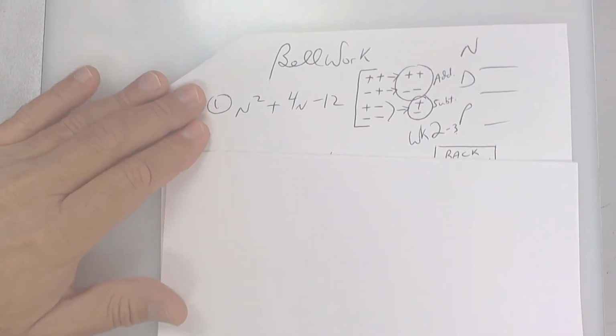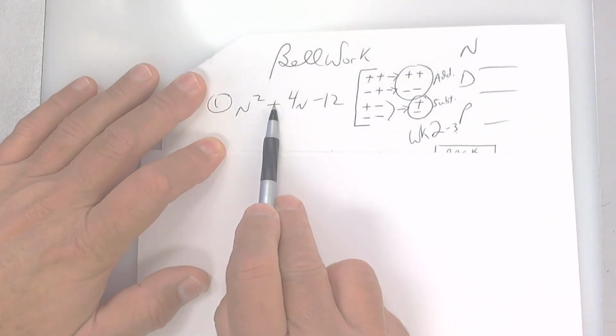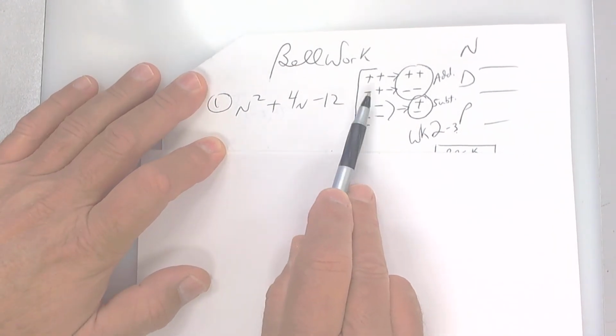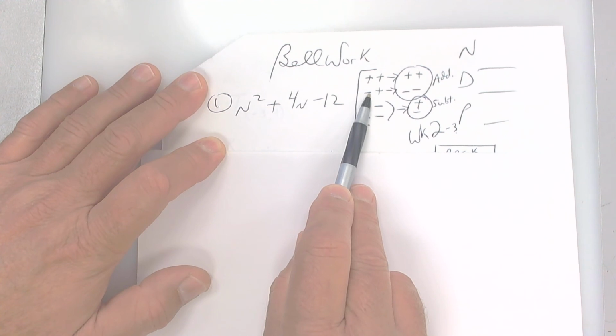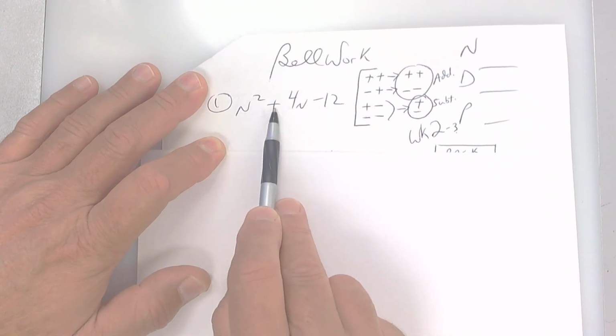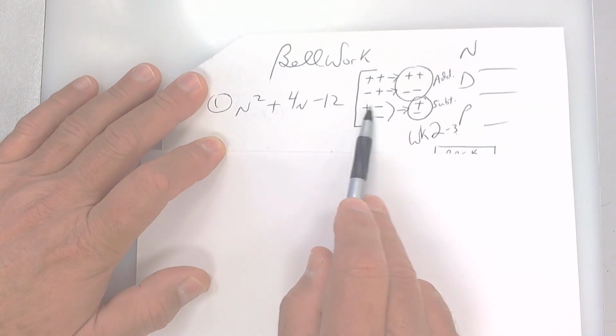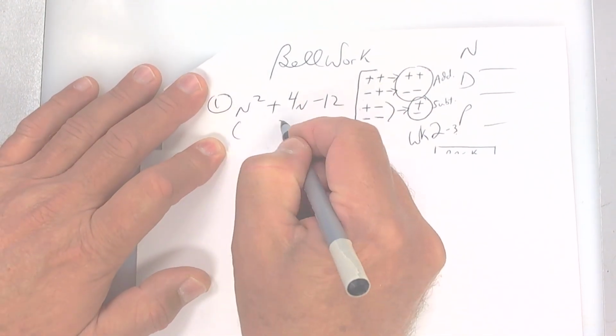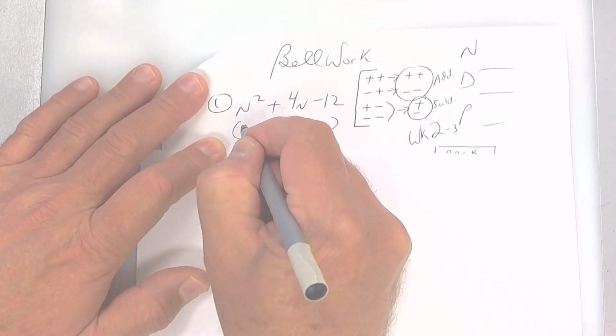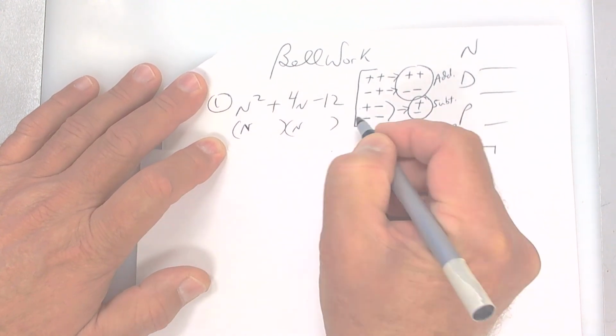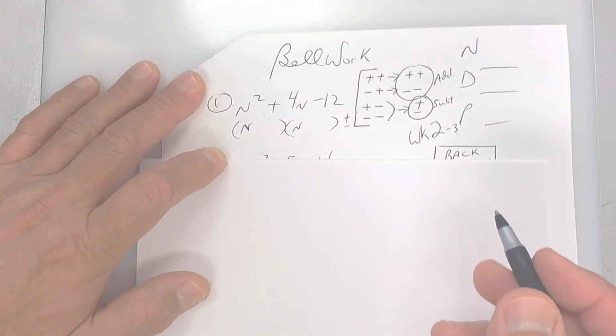So anyhow, let's take a look at this. 12, the first thing you should do is look at your signs. A positive and a negative would be this one, not that one. See, this one starts with a negative. But this one starts with a positive. So a positive and a negative. So it's going to be, one is going to be a plus and one is going to be a minus. We don't know which one.